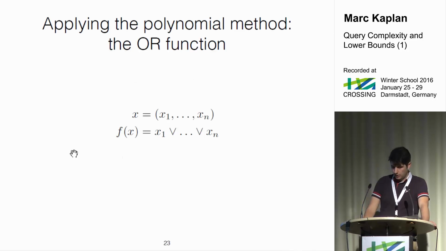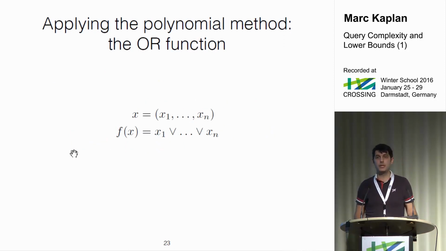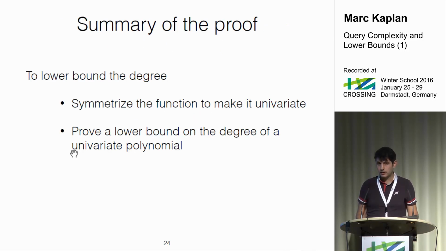Okay, and an application that I can show you, again not in full details, but just to tell you a bit how it works, is for the OR function. The thing is that you need to lower bound the approximate degree of a multilinear function. This is not something easy to do. What we do for the OR function is first make this polynomial univariate by using a technique called symmetrization, and then we prove a lower bound on the degree of this polynomial, which is something much easier to do.